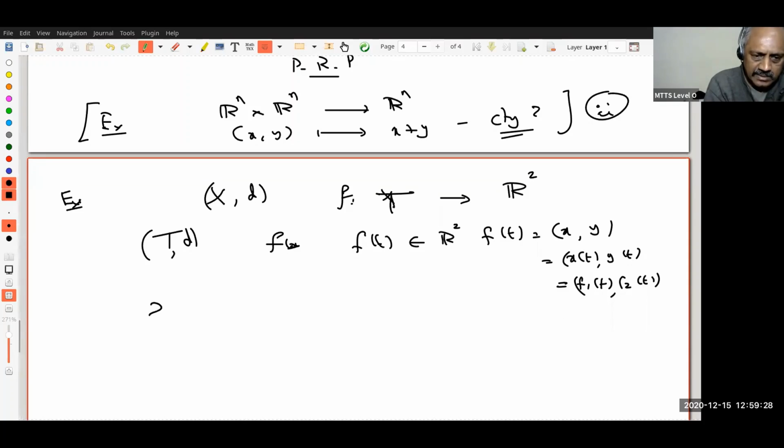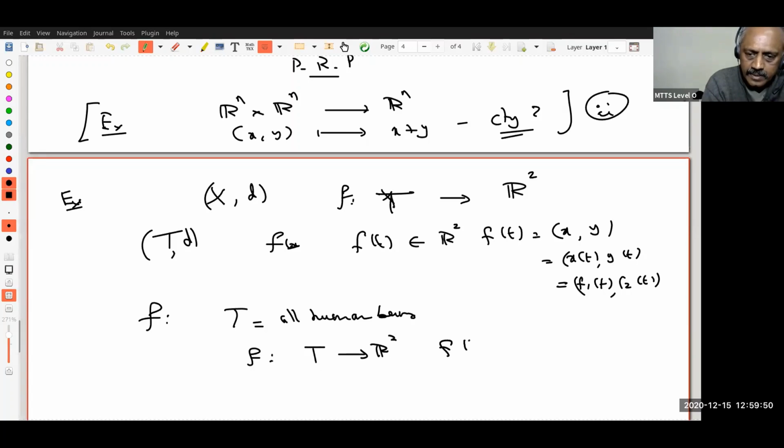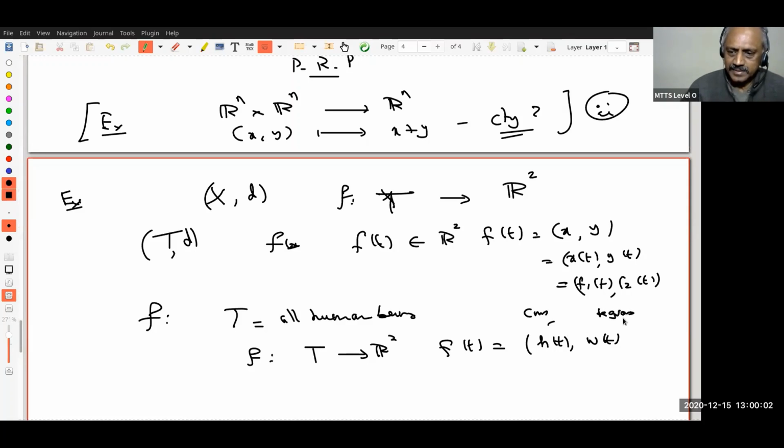If you want, let us give an example. Let us take the set T to be all human beings, and F is from T to R2. What is the function? Given a human being t, this is his height of t and this is his weight of t. The height is in centimeters, the weight is in kilograms, or if you want grams, it doesn't matter. You understand that?